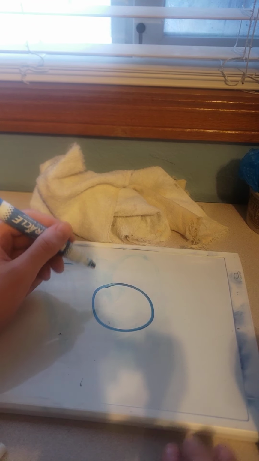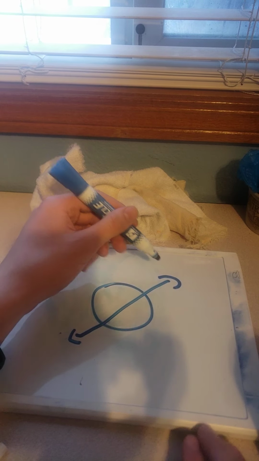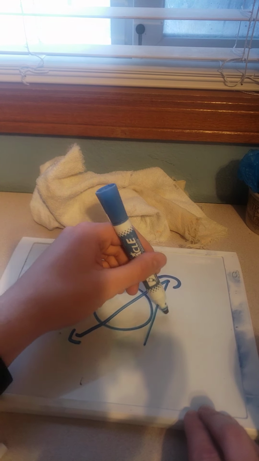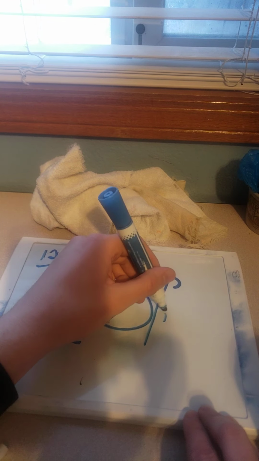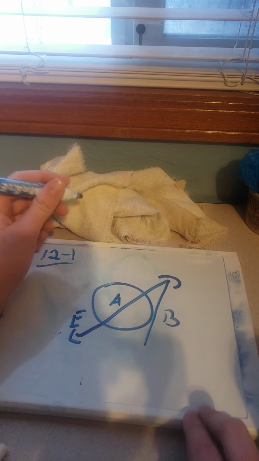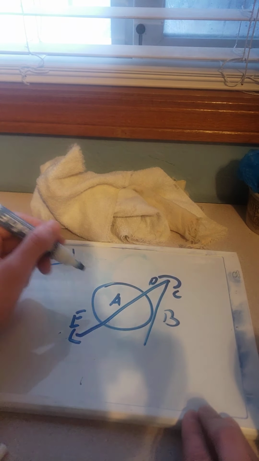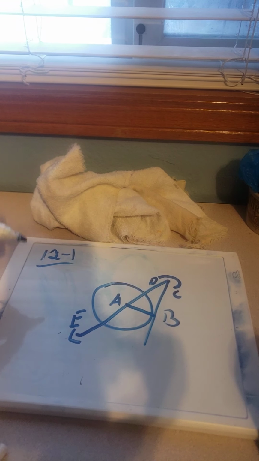So here's the circle, and then here are some lines. Sorry, it's kind of sloppy, but I hope this is good enough that you'll get the idea. So we've got our lines and we've got all our points.